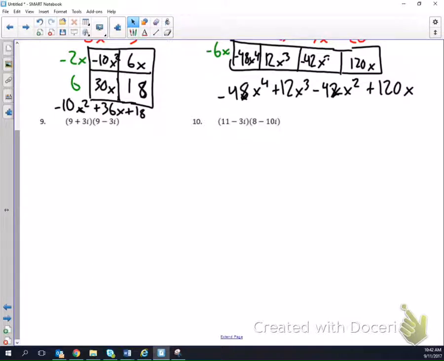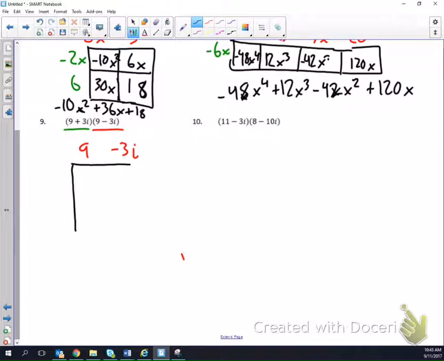All right. Now this next two, we're actually including our imaginary numbers this time. We're going to do the same thing. Just set up a box. So for my first one, up here, I've got 9 and a negative 3i. And now we've got 9 and a positive 3i. Okay, 9 times 9, 81.